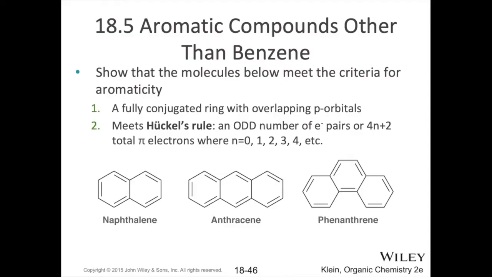Okay, so as I said, you still have these rings of conjugated pi, overlapping p orbitals, and of course, I mentioned you still meet Huckel's rule. You have an odd number of electron pairs. That's why these are still going to be aromatic.